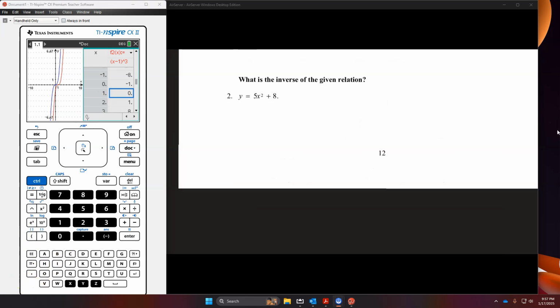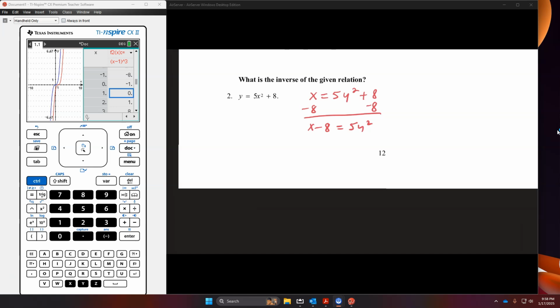What is the inverse of the given relation? Remember, the first step is to switch the y and the x variables. So we have x equals 5y squared plus 8. If we're going to solve for y, we're going to subtract 8 from both sides. And you have x minus 8 on the left side, and then you have 5y squared.